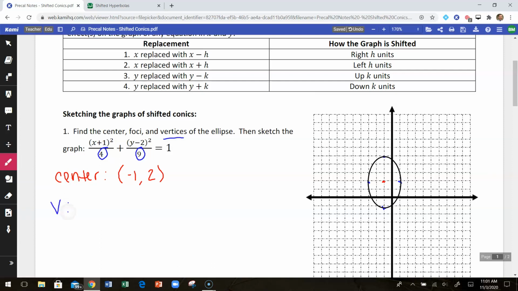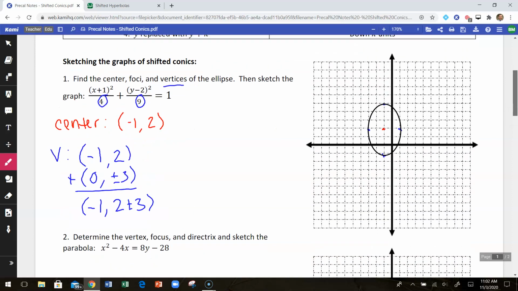So the vertices. Normally the vertices are the coordinates where it's stretched the most. So you would say, well, it's stretched the most in y, and I went out 3 in each direction vertically, so we would say 0, plus and minus 3. I'm going to do that 0, plus and minus 3 as a transformation to the center point. So I'm going to take my -1, 2, and add to that 0, plus or minus 3. I can look at that as either -1, 2 plus and minus 3, or if you prefer, you could write both of those out. So that's going to be -1, 5 and -1, -1. And those are the coordinates of the vertices.